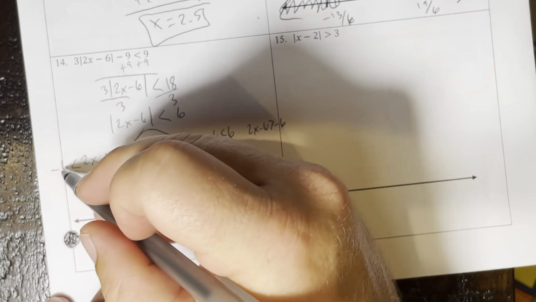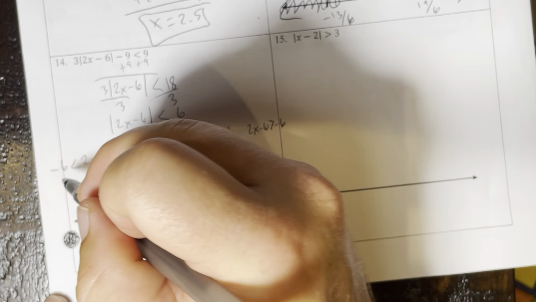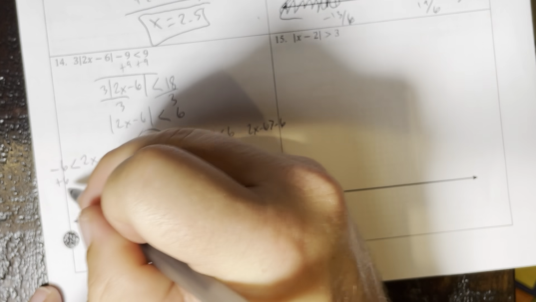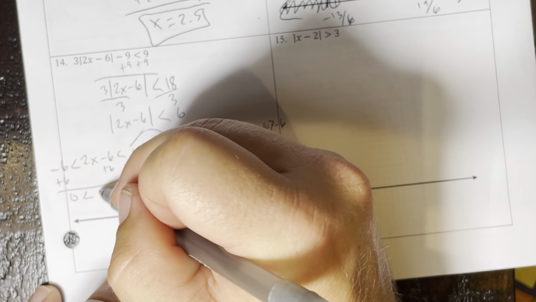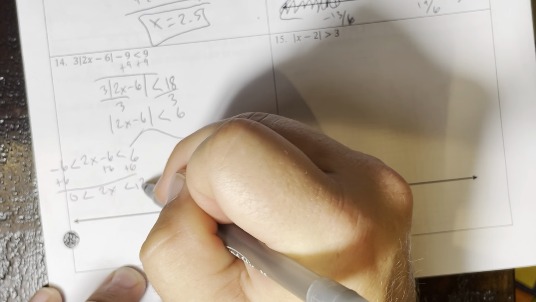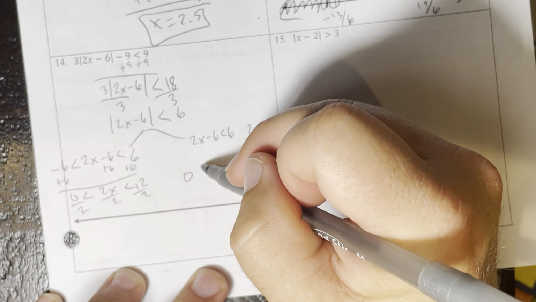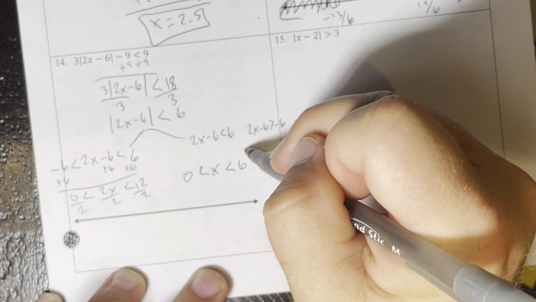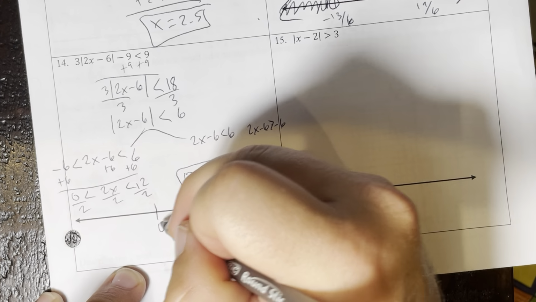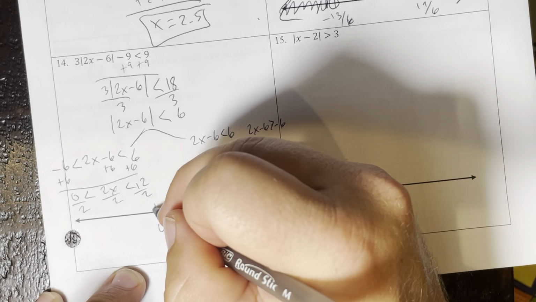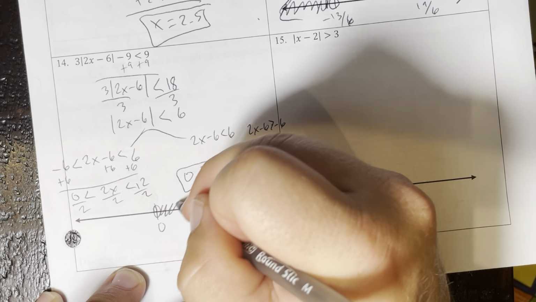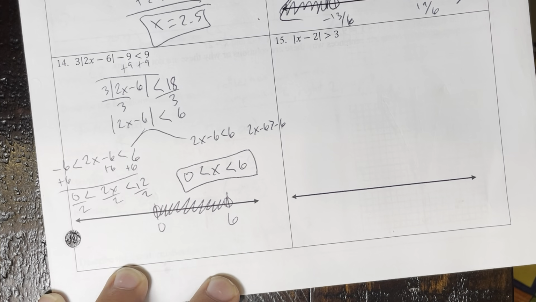I'm going to go ahead and do this one that's on the single line. So I'm going to add 6 to all sides. So I get 0 less than 2x, which is less than 12. We'll divide everything by 2 to get 0 is less than x, which is less than 6. So I'm going to put 0, put 6. Again, both of them are open circles. And on this one, we're shading in between.